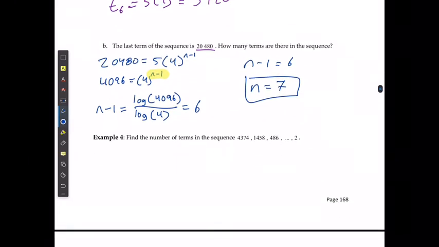For example 4, it says find the number of terms in this sequence where it's starting at 4,374 and making its way down to 2. Well, I know my term 1 is equal to 4,374, and my ratio is going to be 1,458 divided by 4,374, which can reduce down to 1 over 3.